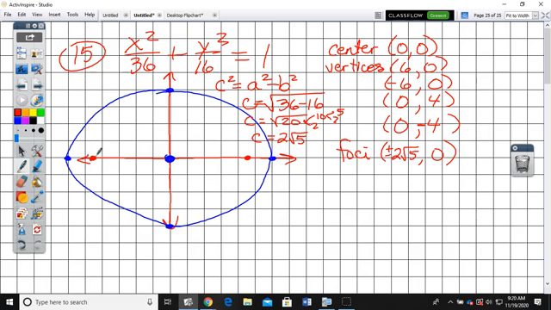And again, the way you know whether to add and subtract your C is where you always add it to the A part. So if the A is bigger under the X, you add it to the X part of the center. If it's bigger on the Y side, you add it to the Y part of the center. Everybody good? Let's do it again.